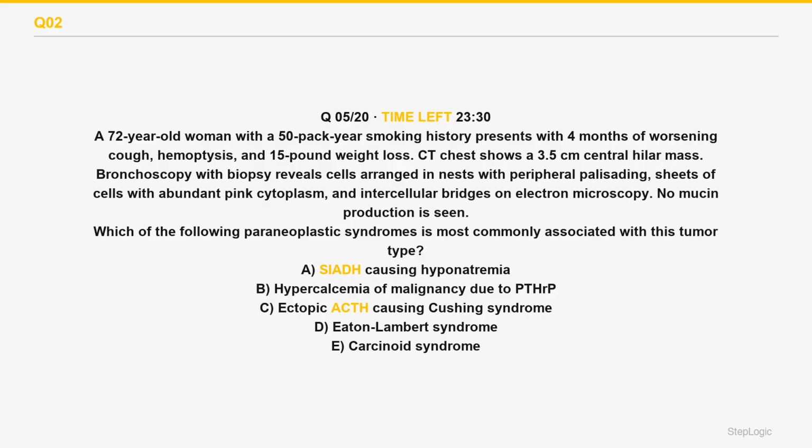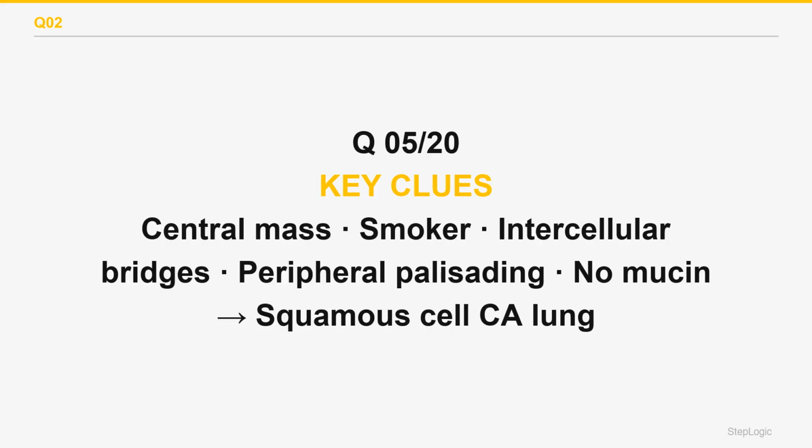Read the command. Which paraneoplastic syndrome is most commonly associated? Central hilar mass, smoker, intercellular bridges: that is squamous cell carcinoma of the lung. Squamous cell carcinoma of the lung is the central tumor associated with hypercalcemia of malignancy via PTHrP, parathyroid hormone-related peptide.